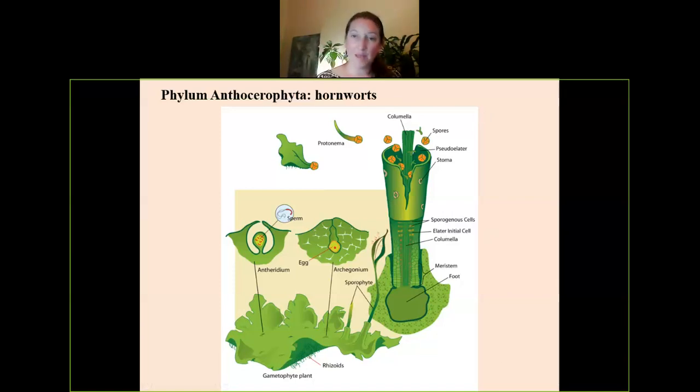Hornworts have the same alternation of generations that we saw before in the mosses and the liverworts. The only difference now is that it has the capsule shaped like a horn. The capsule grows from the base, and there's no seta. And obviously there's no archegoniophores or antheridiophores because only liverworts have that.